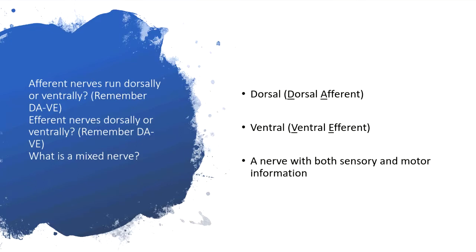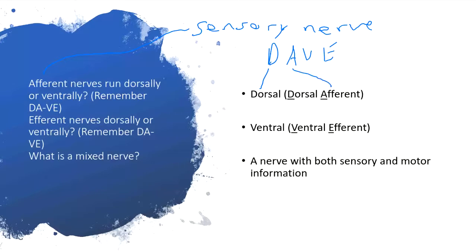Now, a little mnemonic to remember which one is ventral and which one is dorsal. Afferent nerves, aka sensory nerves, run dorsal. Think of DAVE. This mnemonic is straight from Professor Garcia. Dorsal, afferent, ventral, efferent. So all afferent neurons or sensory neurons are on the dorsal part of the spinal cord, or the back side, the posterior side. Efferent neurons run ventrally, on the anterior or front side of the spinal cord.